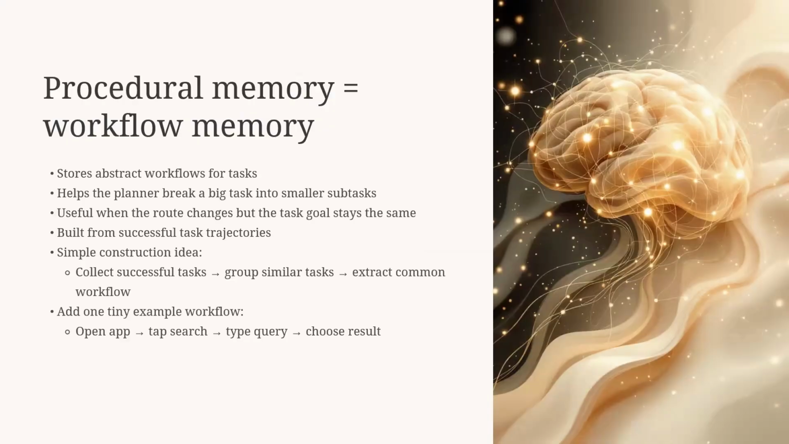Moving on to the procedural memory, which is the workflow memory. It stores the general steps of tasks from successful examples, and also helps the planner break a big task into smaller tasks. It is also useful when the app layout changes, but the task goal stays the same. For example, a search task may still follow the same flow: open the application, tap search, type the query, and choose the result, even if the interface looks different.